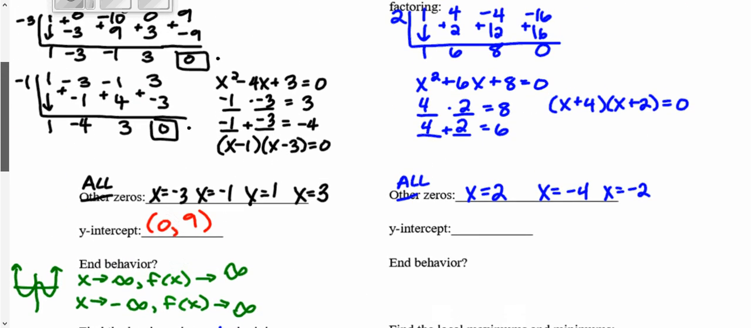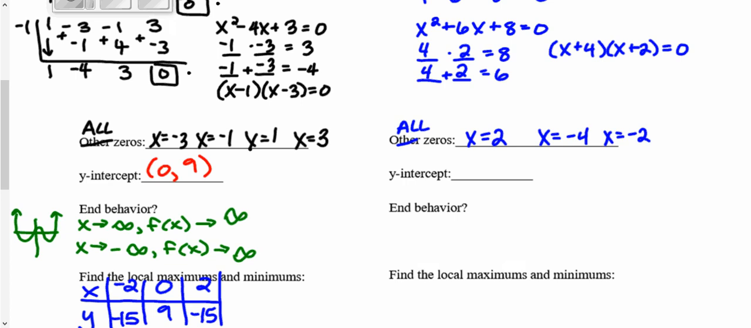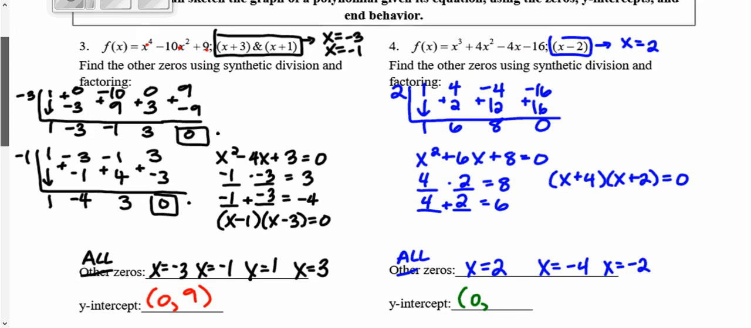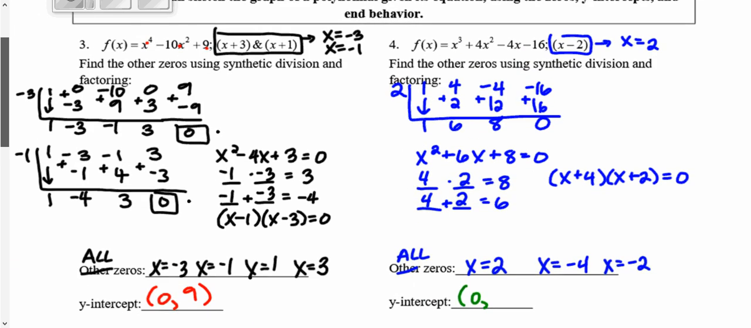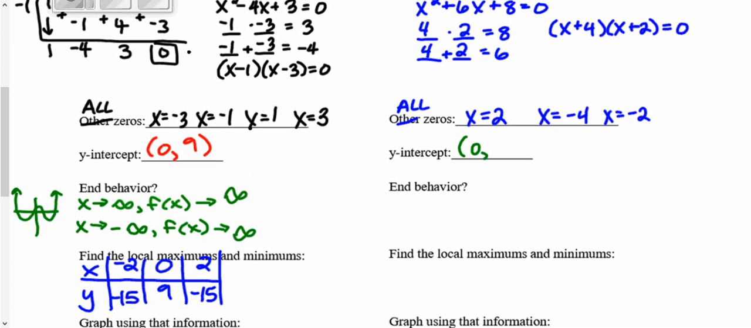All right, moving on to our next step, we have the y-intercept next. So if we plug in a 0 for x, going back to that original problem, 0 for x, you get the last number, so you should get a -16. I'm going to go ahead and plot that.